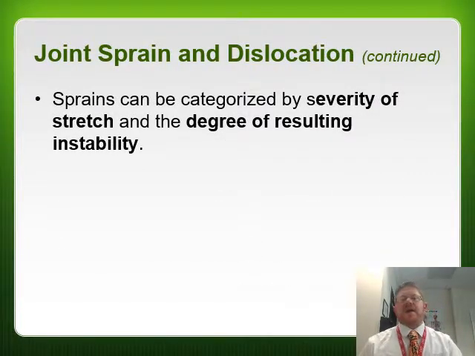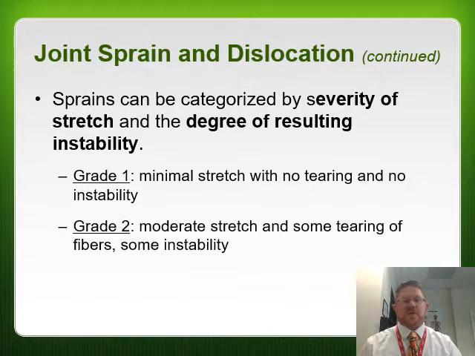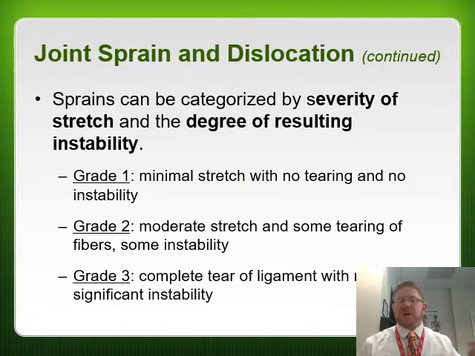Sprains can be categorized by severity of stretch and the degree of resulting instability. So we've got grade 1, 2, and 3. Grade 1 is minimal, no tearing, no instability. It's just painful. Grade 2, you're stretching out that area now, and now there might even be a little bit of tearing, and now the joint is no longer as stable. That connective tissue, the integrity of it has been damaged. And grade 3 is a complete tear of the ligament. And there is a significant disruption in terms of the stability of that joint.